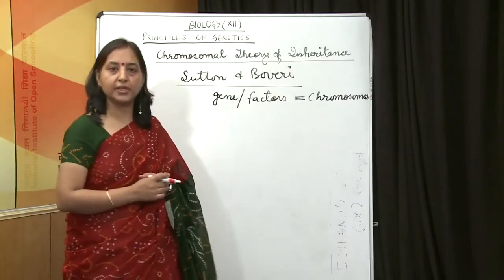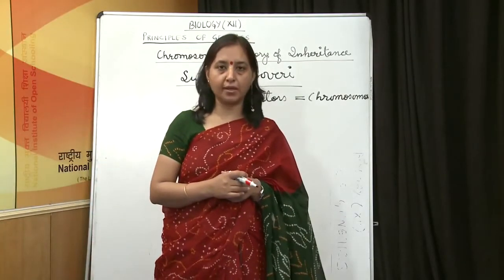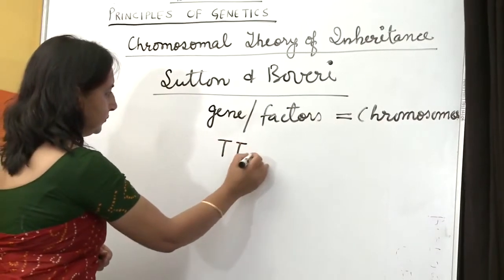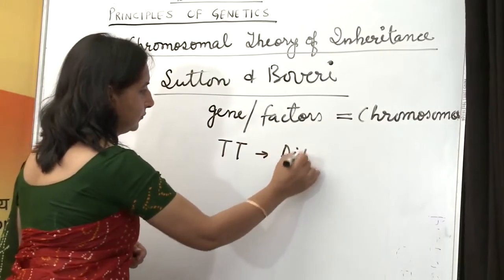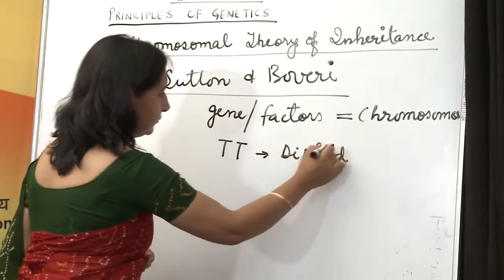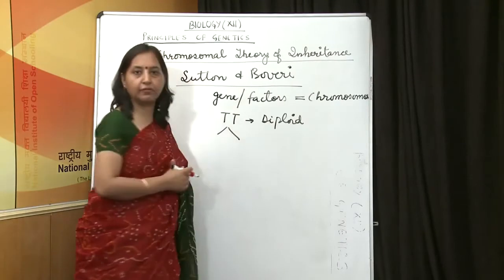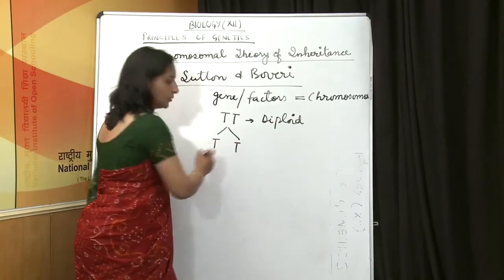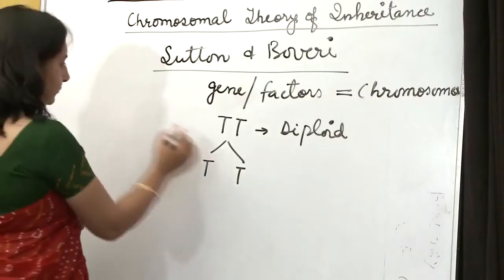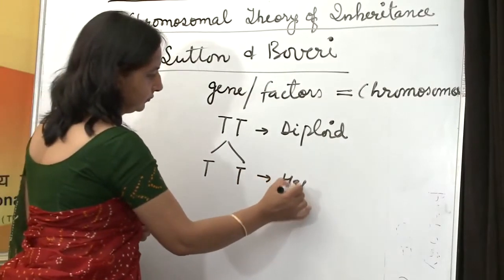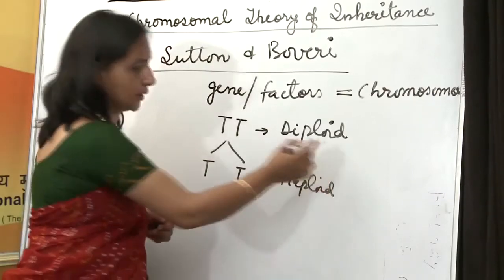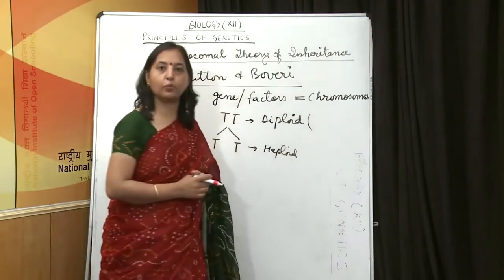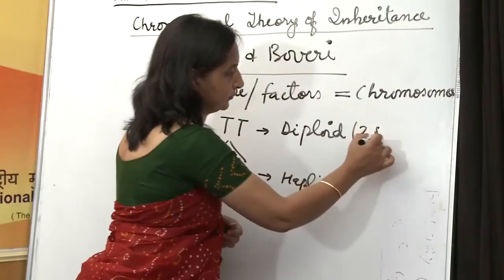We all know that the genes are found in pairs in diploid condition. And at the time of gamete formation during meiosis, they become haploid. They separate. Diploid means having two sets of chromosomes, and haploid means having one set of chromosomes.